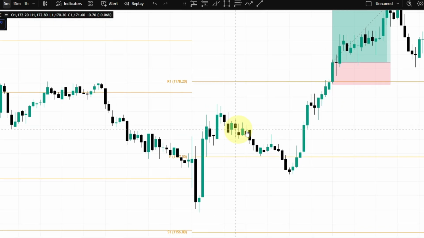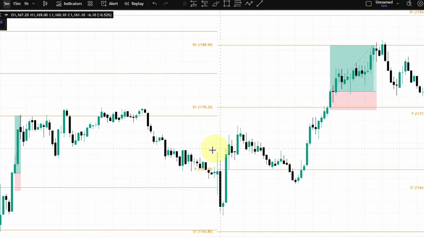So as you can see, we got our target on 2 consecutive days. That is why this pivot point R1 breakout strategy works really well in the intraday market.